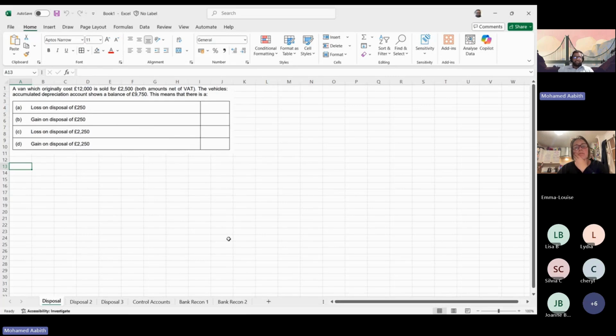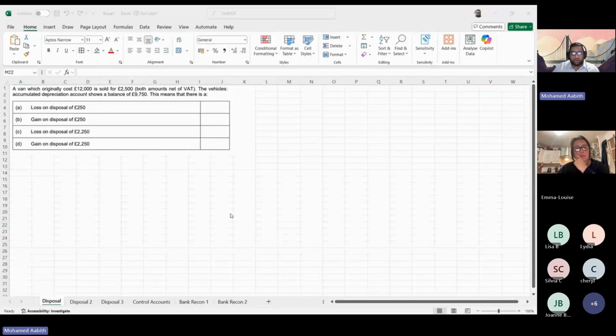All right, now the first question we have in mind on the disposal. A van originally costing £12,000 is sold for £2,500. Both amounts are net of VAT, which is not a concern for me, because the VAT is claimed on the purchase, and when we sell it we have to pay the VAT. This is a van, so it is for business purposes and I can claim the VAT back. That is for another day to look into, probably in your other unit or possibly in this unit.